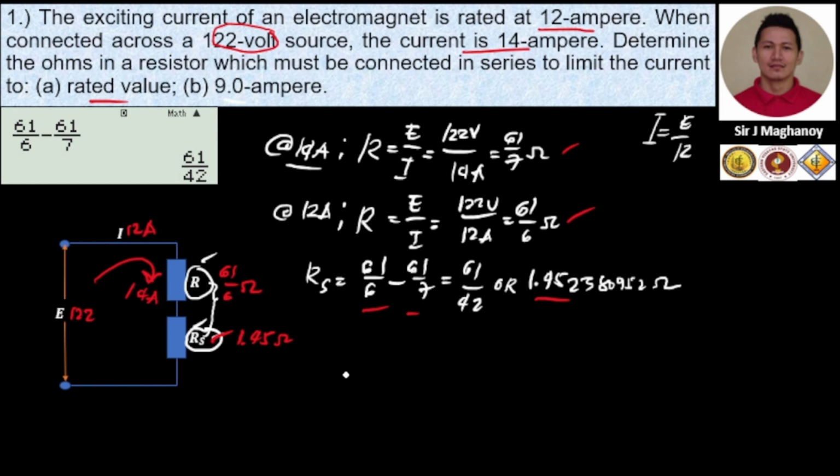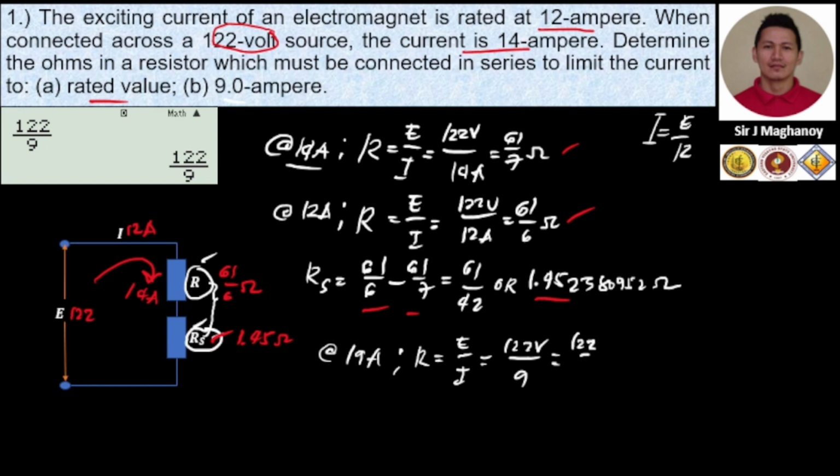So at 9 ampere, our R is equal to E over I. Our voltage is still the same, 122 volts, and our current is 9 ampere. So using your calculator, 122 over 9, that is 122 over 9 ohms.